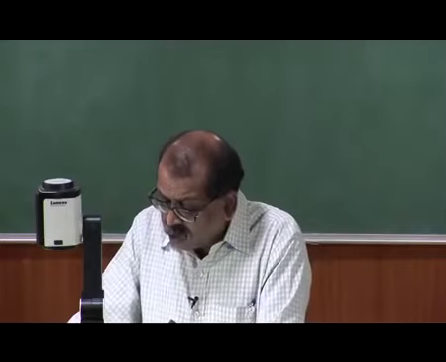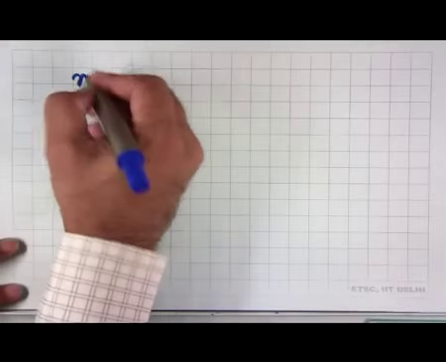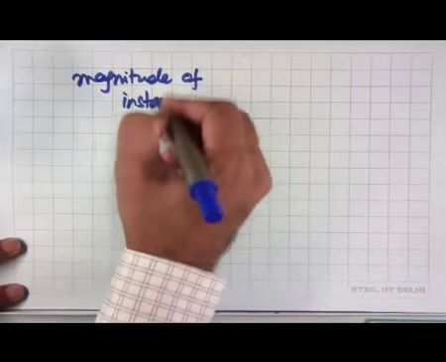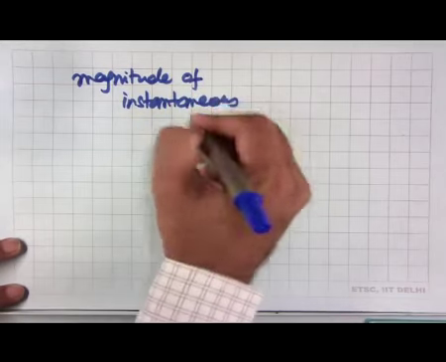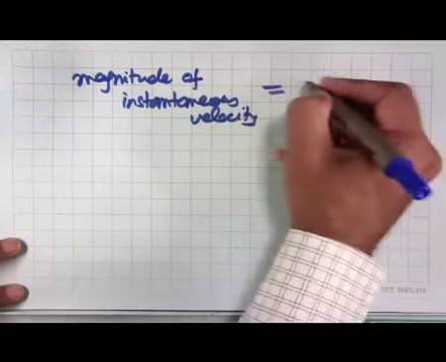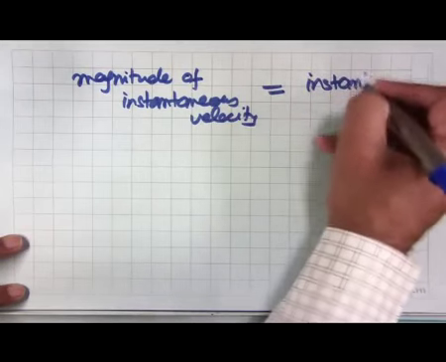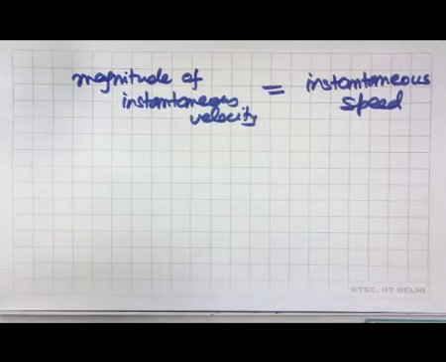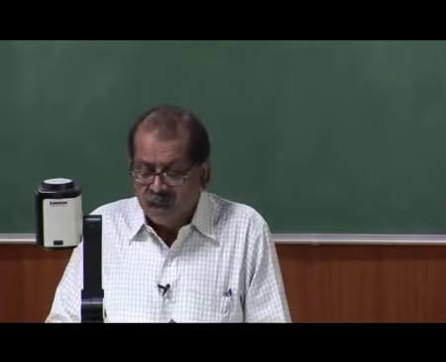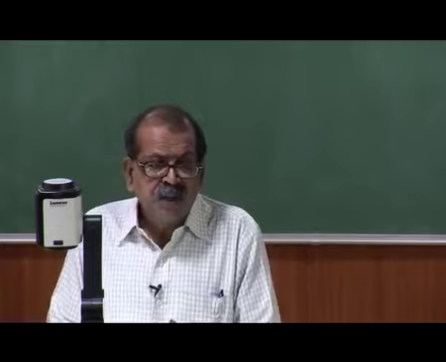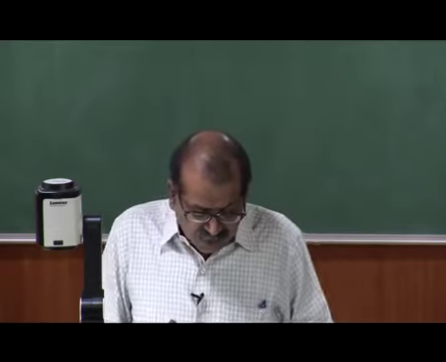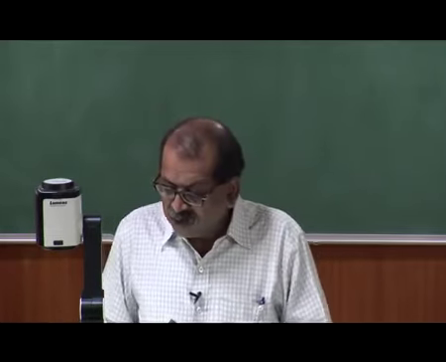Now, if we take the magnitude of instantaneous velocity, this is what we call the instantaneous speed. And in this case, when we talk of instantaneous velocity and instantaneous speed, the magnitude of the velocity will be equal to the speed, which may not be the case for average velocity and average speed. But for instantaneous velocity and instantaneous speed, this is how we will have it.